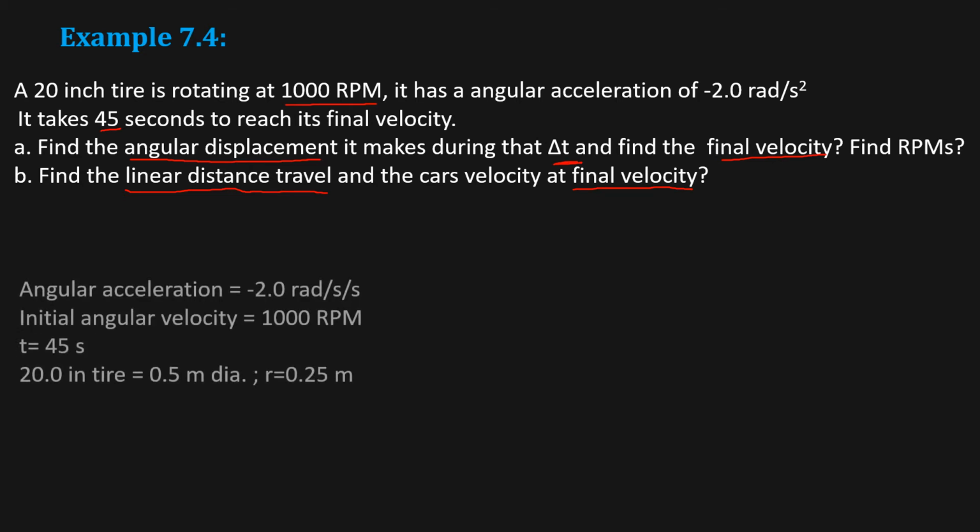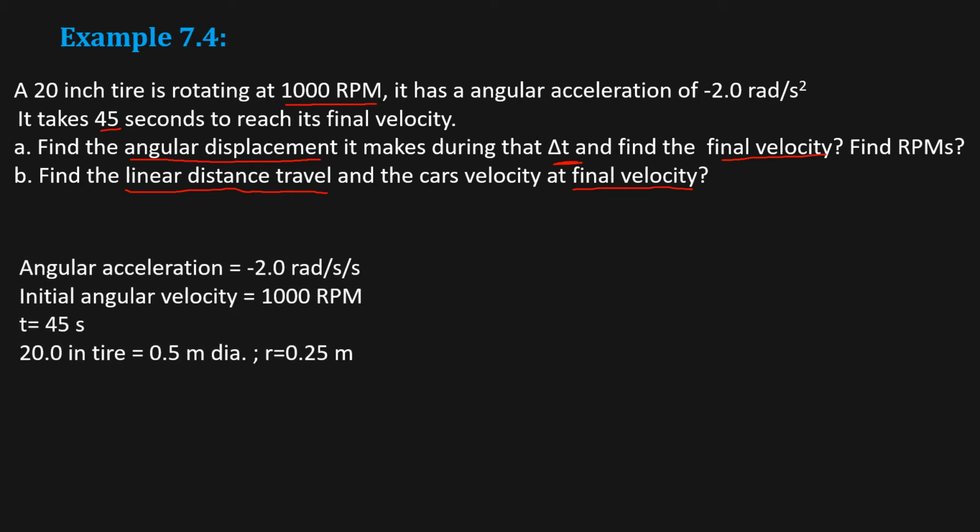So we have just a list of what we know. The angular acceleration is negative 2 rads per second squared. Initial angular velocity is 1,000 RPMs. We have a time of 45 seconds. And then we take our 20-inch tire. It has a 0.5 meter diameter if we convert inches to meters. And this works out to an R of 0.25 meters.